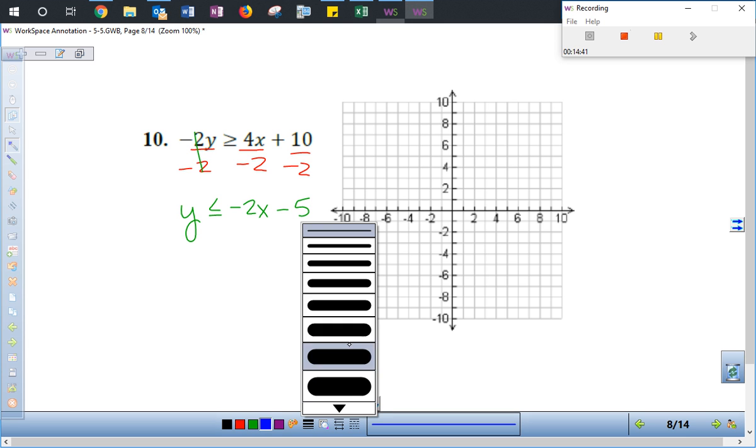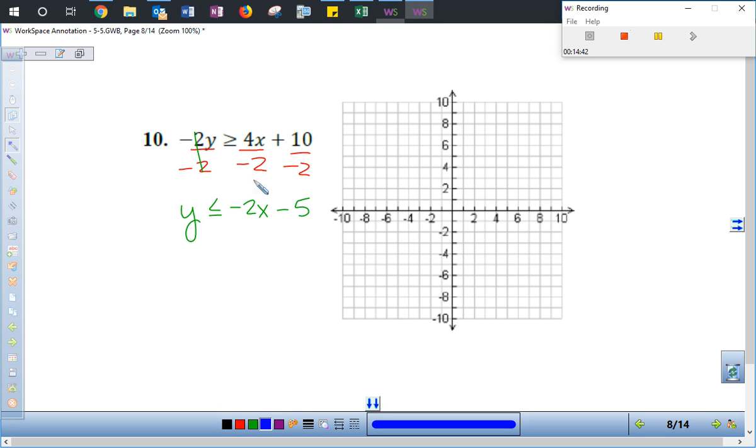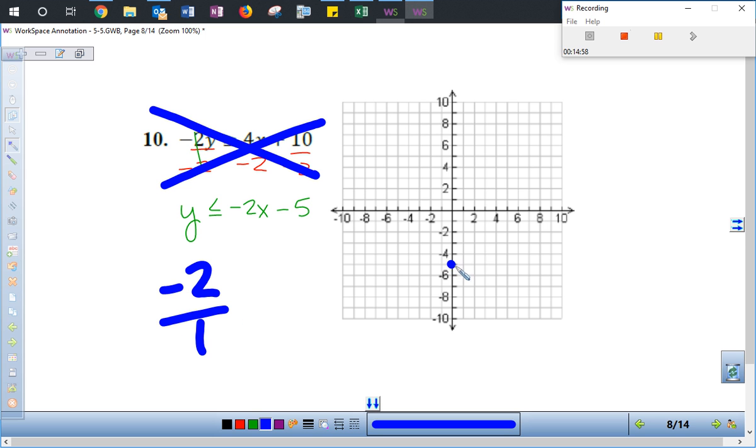Now to graph, we look at only this guy right here. I don't care about this guy over here anymore. I'm done with him. Let's focus on this guy. So I'm going to have -5 as my y-intercept. And then negative 2 is my slope. So that is a negative 2 over positive 1. That's going to be down 2 to the right 1, down 2 to the right 1. I can't go anymore, so I'm going to go up to the y-intercept and go up 2 to the left 1.